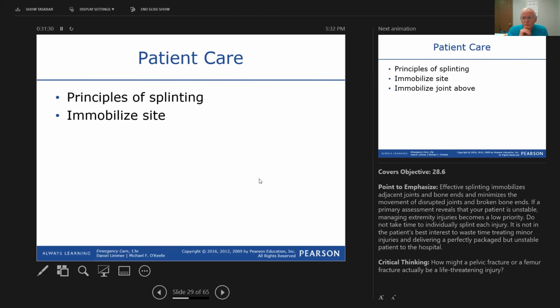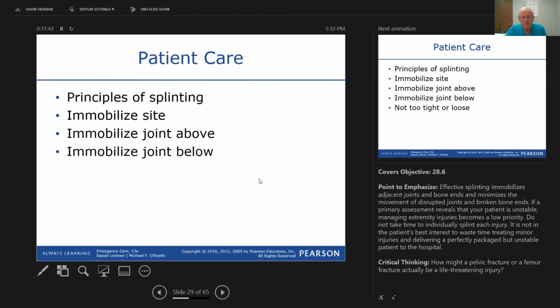So we have principles when it comes to splinting. The splint needs to immobilize the site of the suspected fracture, okay? The splint needs to immobilize the joint above it and the joint below it. Because let's say we have a fractured forearm, and we put a board splint here, something to hold this still, but I'm still doing this, that's moving those bones. We've got to immobilize that wrist, that forearm, and that elbow in some fashion.